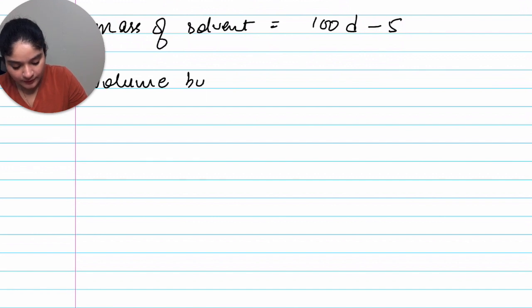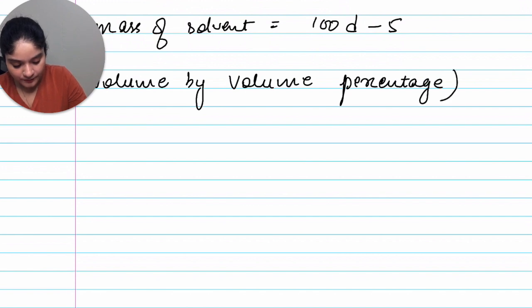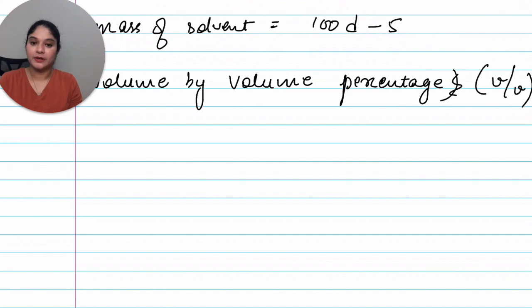Volume by volume percentage, or you can call it V by V. Now we'll do the same thing. I'll write a statement and we figure out what all information we have.